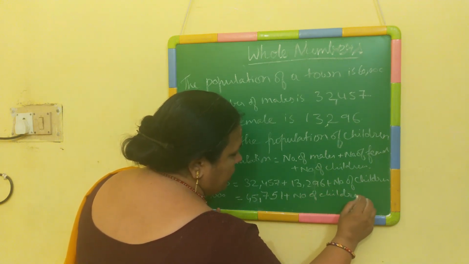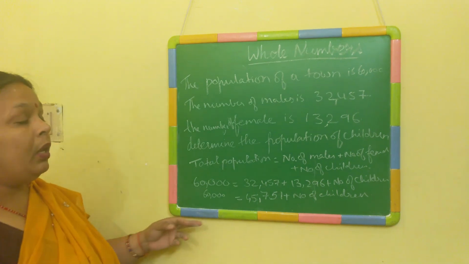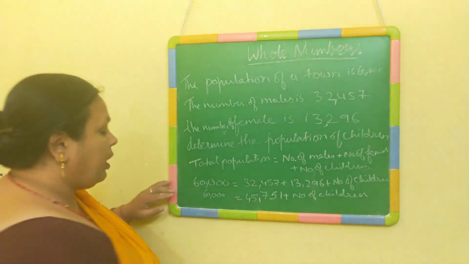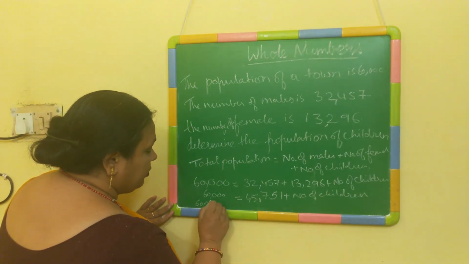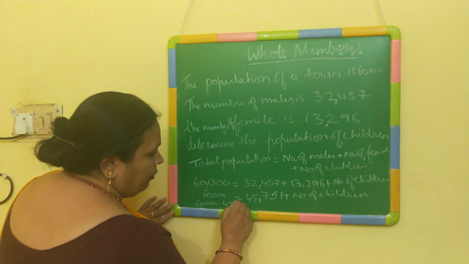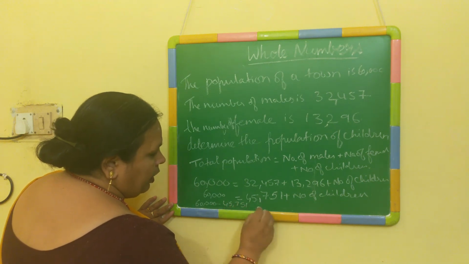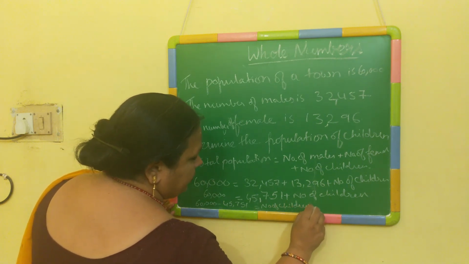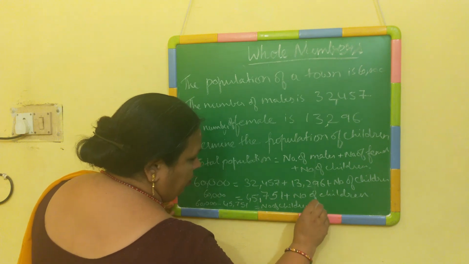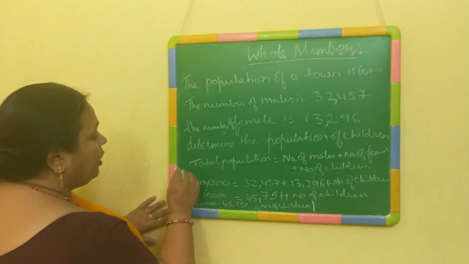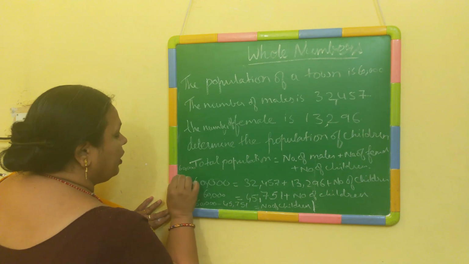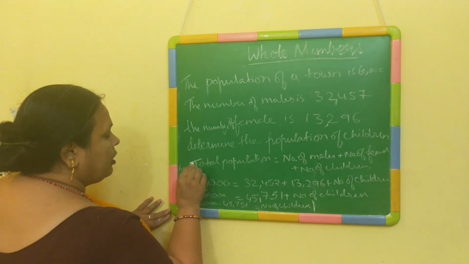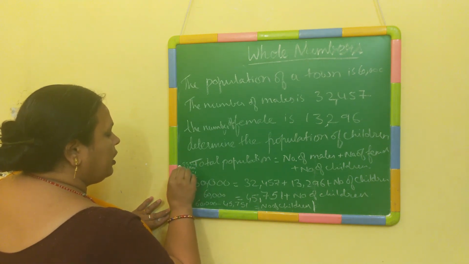Already in the previous example we have found the value of P. Now let the number of children be P. So we will shift this value towards this side to get the value. That is, 60,000 minus 45,751 will give you the number of children. Now this implies, if you solve quickly, this is 60,000 minus 45,751. This is 10, 9, 9, 9 and 5.